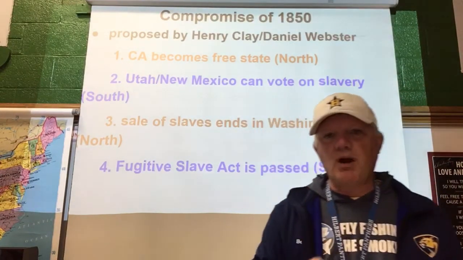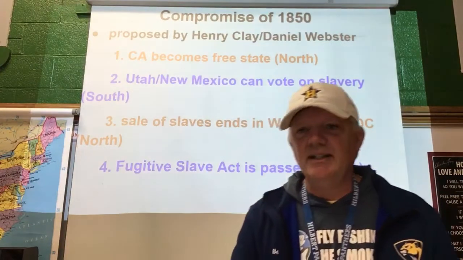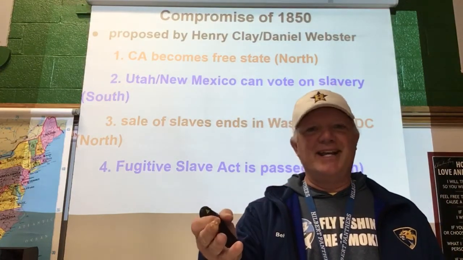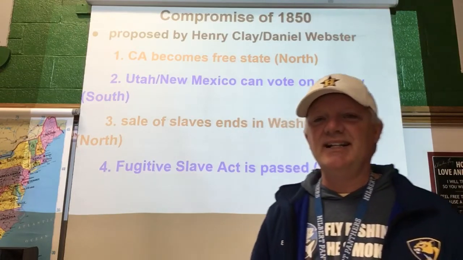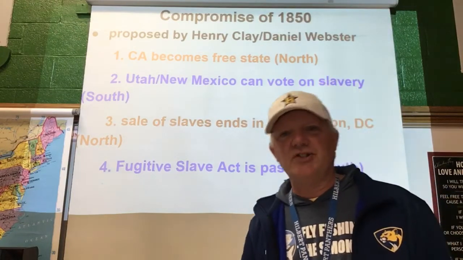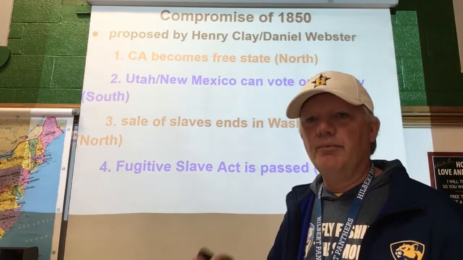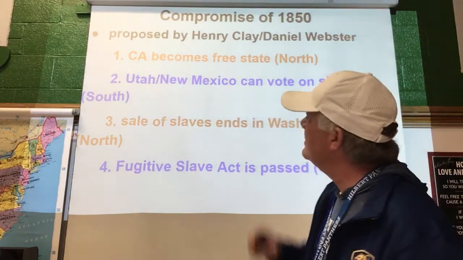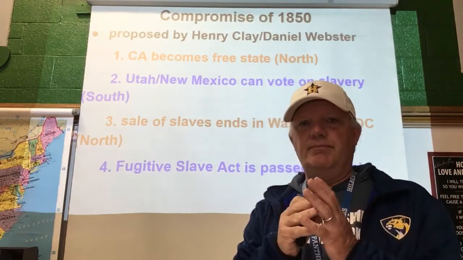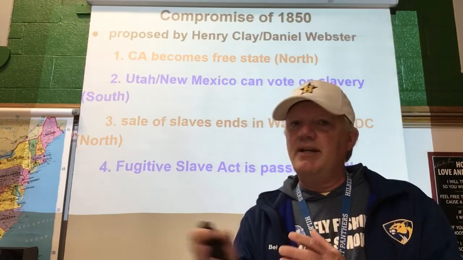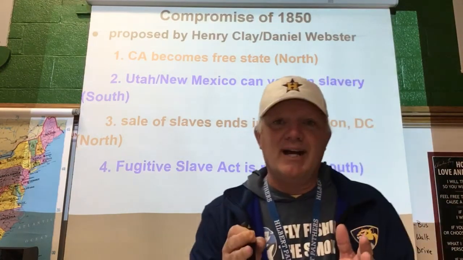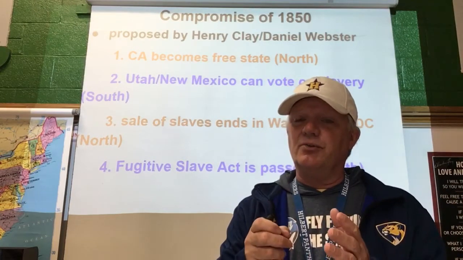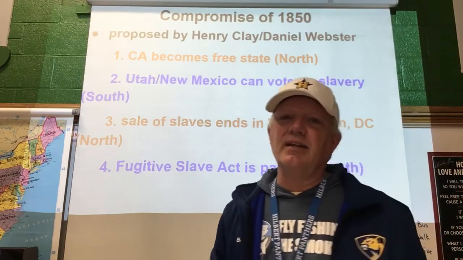There are 4 parts to the Compromise of 1850. My man Henry Clay, he's the guy. He's going to come up with this stuff, all right? Along with Daniel Webster and John C. Calhoun, they come up with 4 parts that are supposed to make the South happy, supposed to make the North happy. Now, it's a compromise. Under a compromise, you don't get 100% of what you want, but you get enough that you're happy.